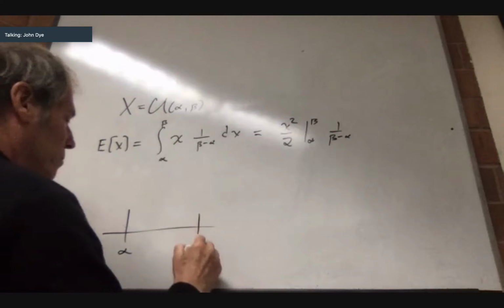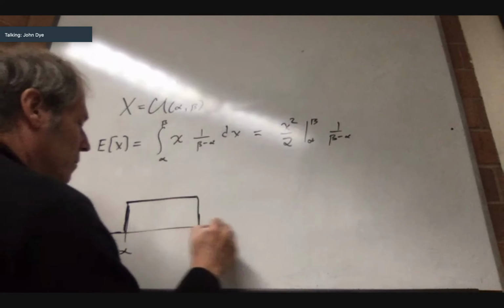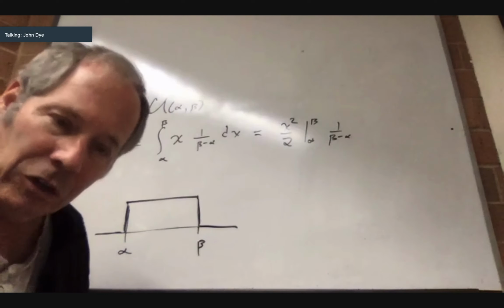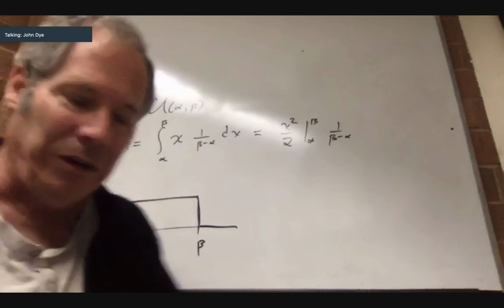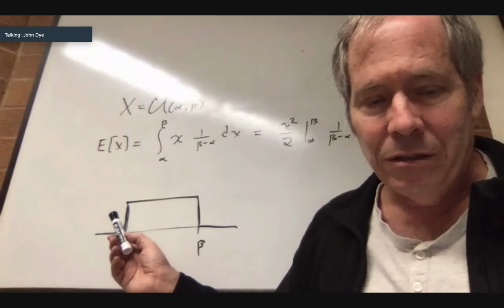Here's alpha, here's beta. So here's that distribution. Now remember, that's a probability distribution, so the area under the curve has to be 1. And I already joked about this, did I not? In Math 140, this shows up on the standardized tests.